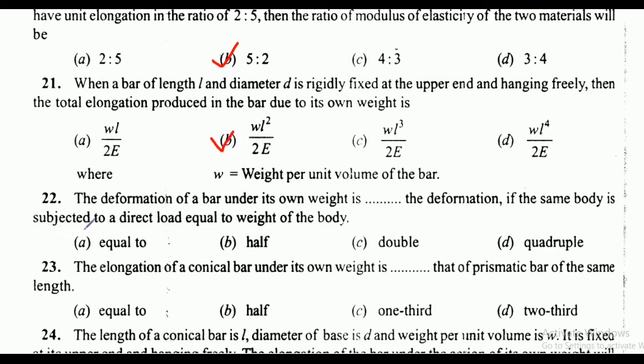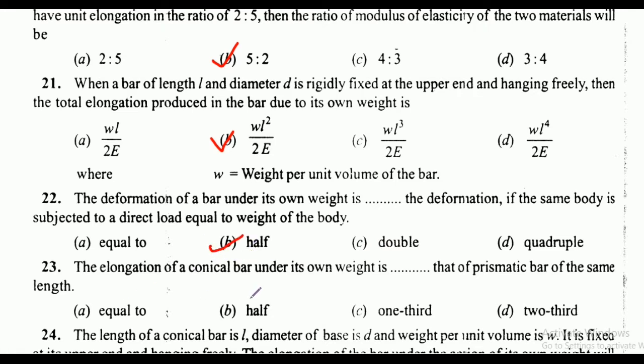Next is the deformation of a bar under its own weight is dash the deformation if the same body is subjected to a direct load equal to weight of the body. Options are equal to, half, double or quadruple. So here friends correct answer is option B, that is half.